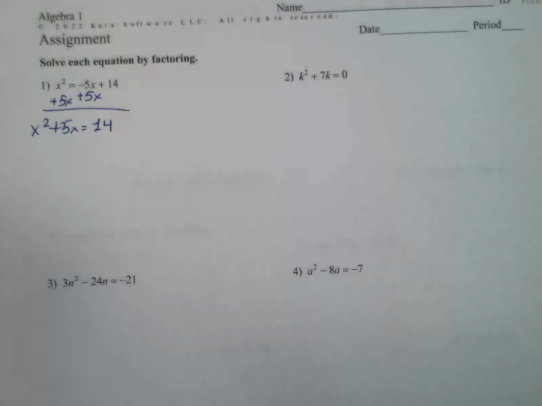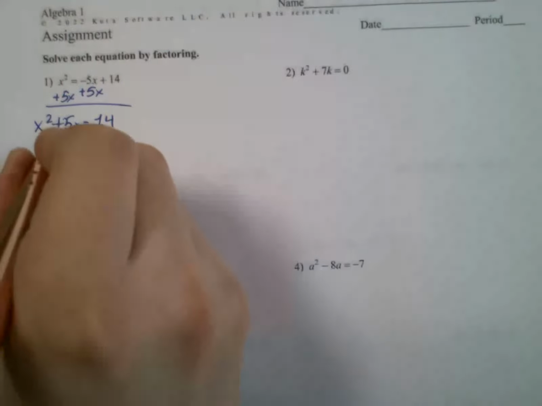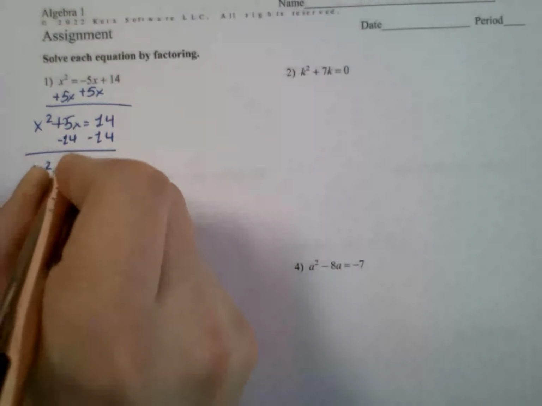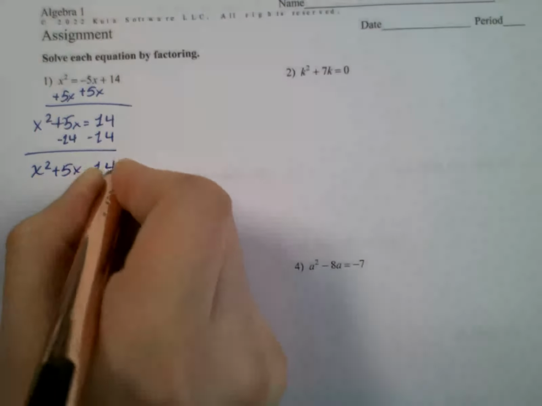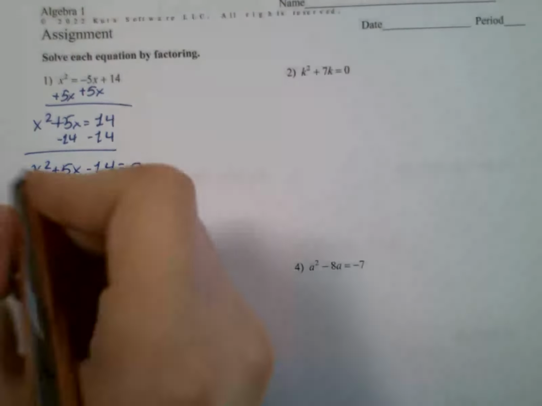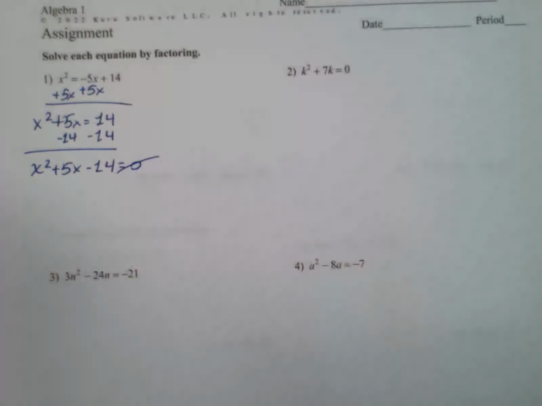All right, so next up, we're going to subtract 14 from both sides. So we get x squared plus 5x minus 14 equals 0. Okay? Now that is something we can factor. With the 0, we don't really care about the right side of the equation at this point. We're done with it. It's gone. We can factor that, right?